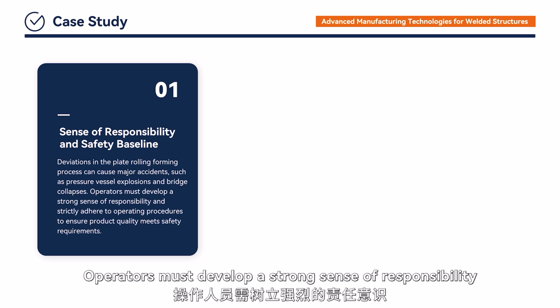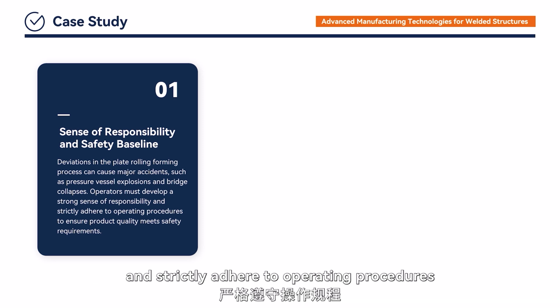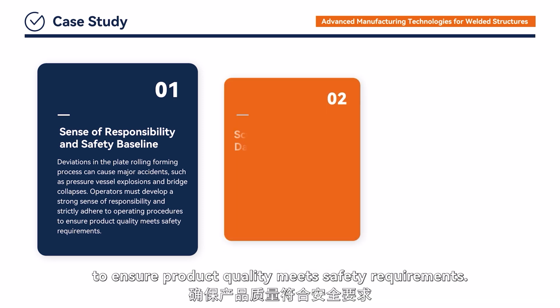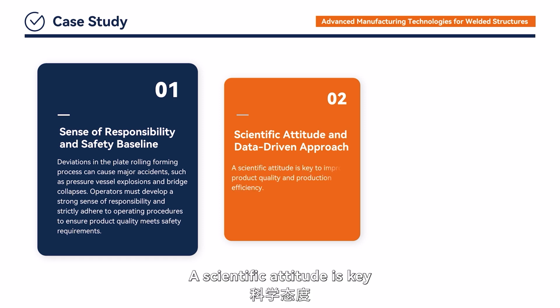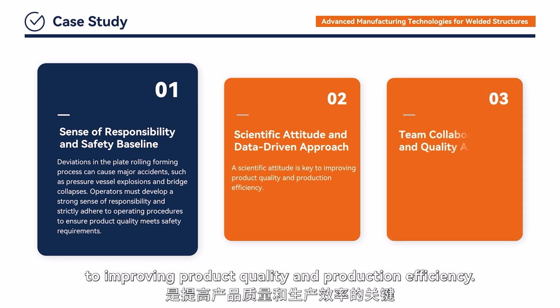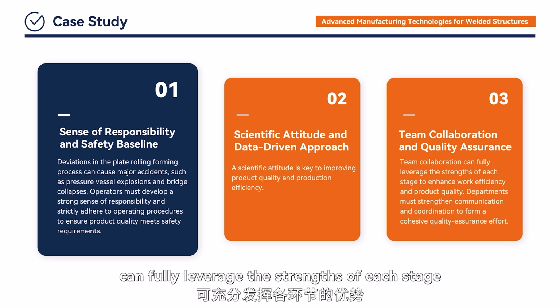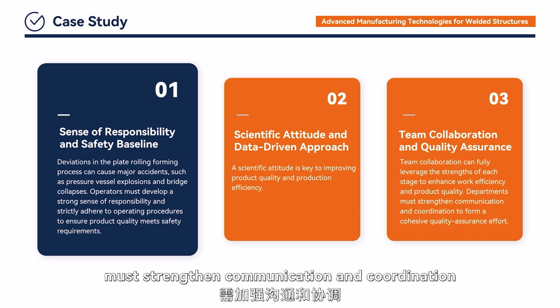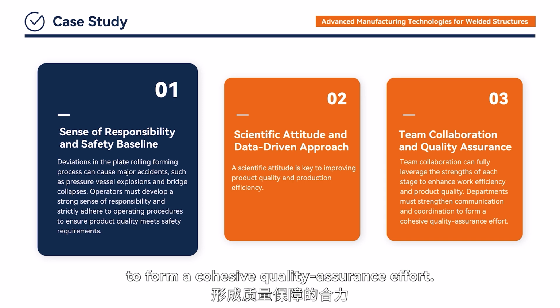Operators must develop a strong sense of responsibility and strictly adhere to operating procedures to ensure product quality meets safety requirements. A scientific attitude is key to improving product quality and production efficiency. Team collaboration can fully leverage the strengths of each stage to enhance work efficiency and product quality. Departments must strengthen communication and coordination to form a cohesive quality assurance effort.